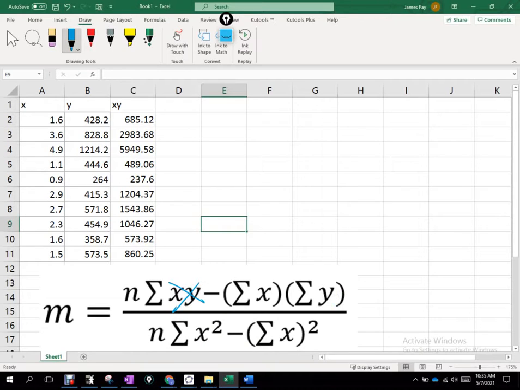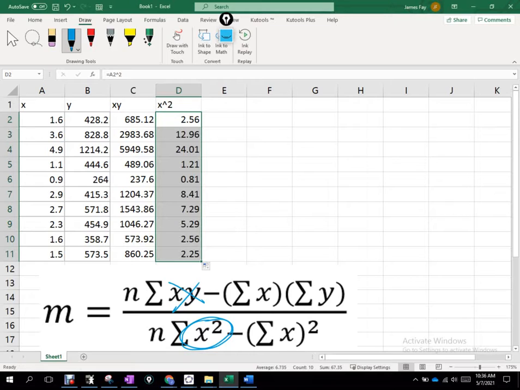Now I think it's appropriate to find the next one, so I'll write X squared. In this header I'll write X caret 2, and then I'll hit equals A2 and square that. If I drag that down, I think those are the only two things we need to make extra columns for. Does that make sense? Everything else is just a sum of whatever we've already got here.